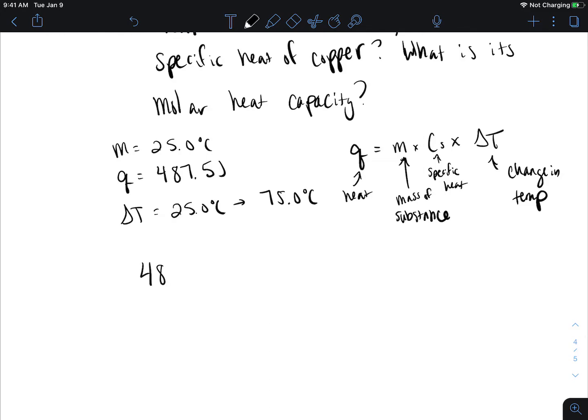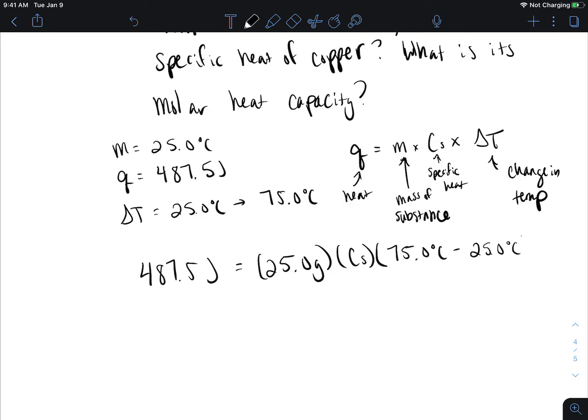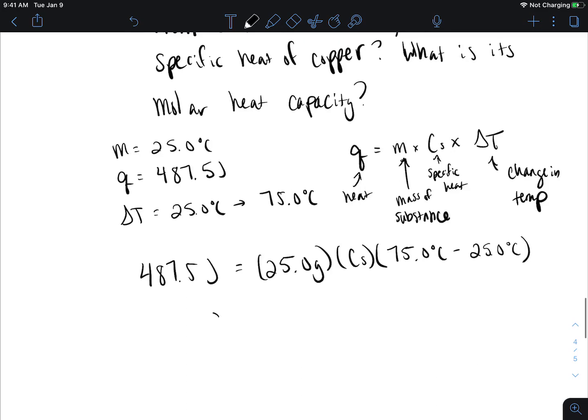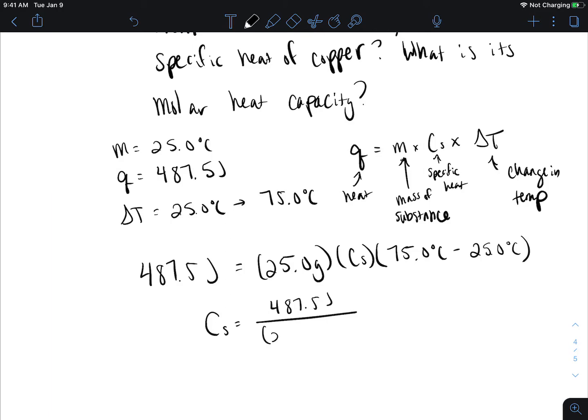So we have 487.5 joules. It's going to be equal to our 25.0 grams times our specific heat times our delta T, 75.0 degrees Celsius minus 25.0 degrees Celsius. Multiply all this out. We get our specific heat is equal to 487.5 joules divided by 25.0 grams times 50.0 degrees Celsius. And we get a value of 0.39 joules per gram degrees Celsius.